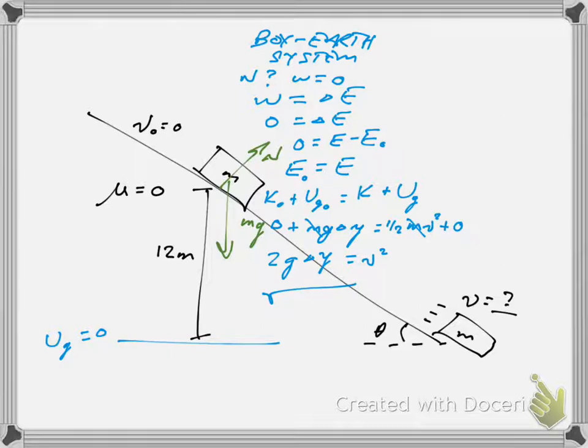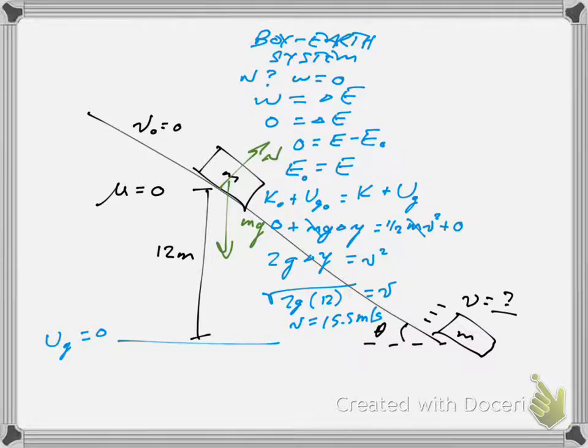That, of course, is going to be equal to the kinetic energy at the bottom, because that's where the gravitational potential energy is going to be 0. And so substituting, I get 2 times g times 12, square root gives you the velocity, which again is 15.5 meters per second.